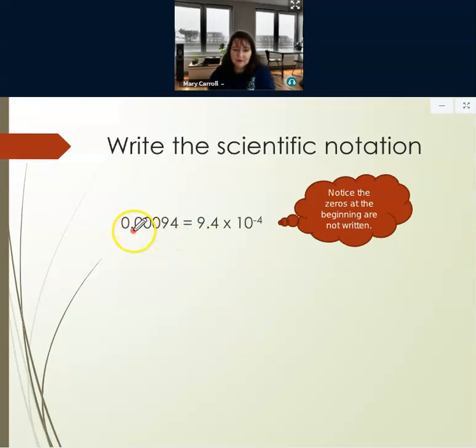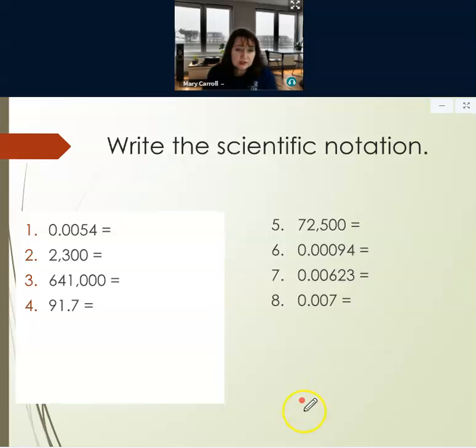Okay, again, I would be talking about 1, 2, 3, 4. I'm getting a number between 1 and 9, so 9.4 is good. So my whole numbers are between 1 and 9, 10 being the top number I could get to, but I can't get there. And here I have a -4. So notice I didn't write the zeros in front either. So let's do some practice. I want you to do 1 through 8 here. Pause the video and see how well you do.